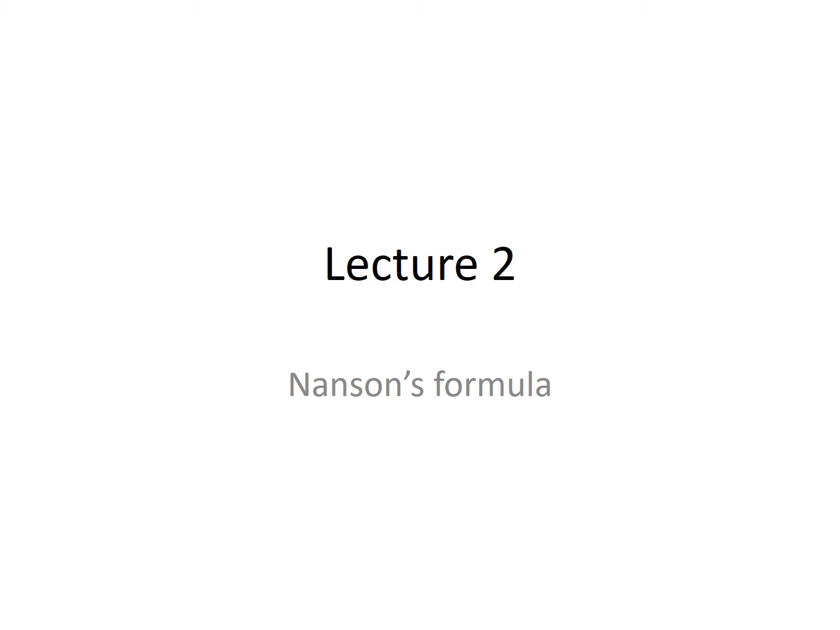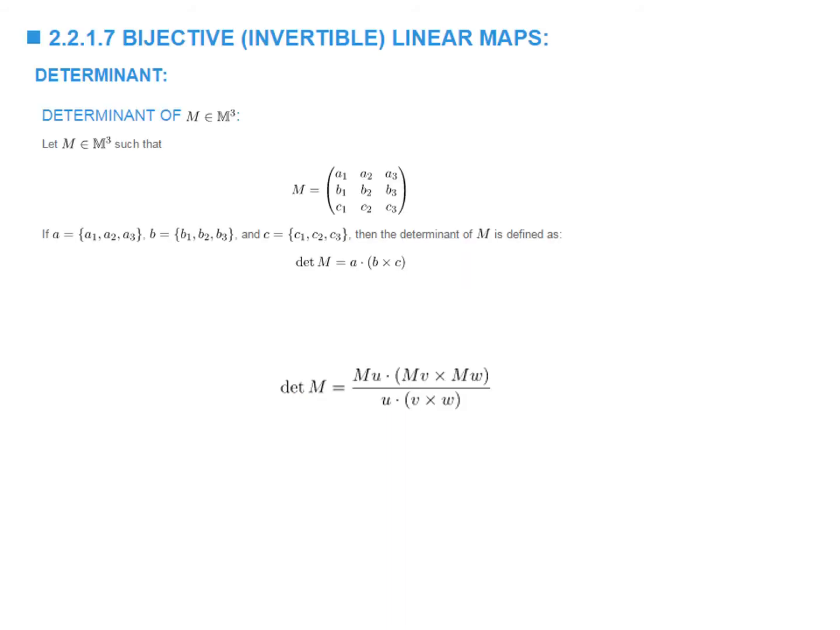Nanson's formula is a relationship that describes how, under a linear transformation between three-dimensional vector spaces described by a linear map M, physical areas transform as a function of M. Recall that a linear map can be described by a matrix M, and the determinant of M gives the ratio between the physical volume after deformation and the physical volume before deformation, defined by this triple product.